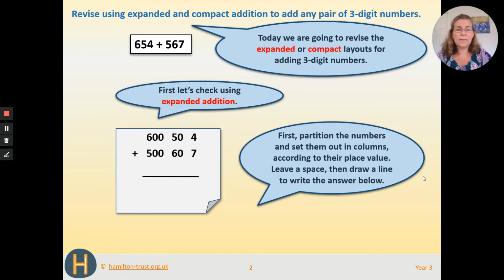First, partition the numbers and set them out in columns. 654 becomes 654. 567 becomes 567. Now leave a space and draw a line to write the answers below. Remember to include the addition sign to show what you're doing.